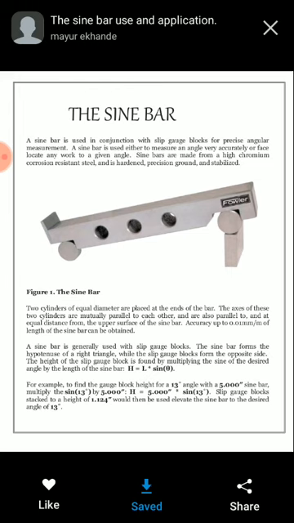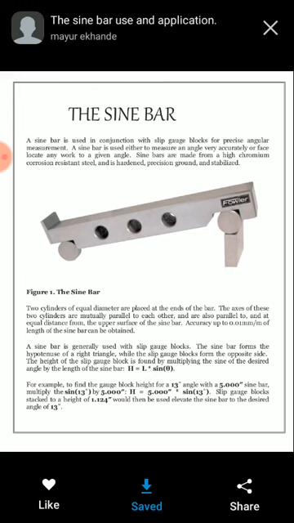The sine bar is made from high chromium corrosion resistant steel and is hardened, precision ground and stabilized. Show the figure of the sine bar. Two cylinders of equal diameter are placed at the ends of the bar. The axes of these two cylinders are mutually parallel to each other and are also parallel to, and at equal distance from, the taper surface of the sine bar. Accuracy up to 0.01 millimeter of the length of the sine bar can be obtained.